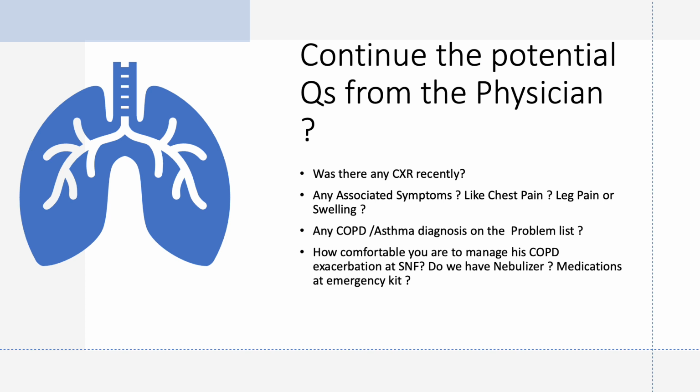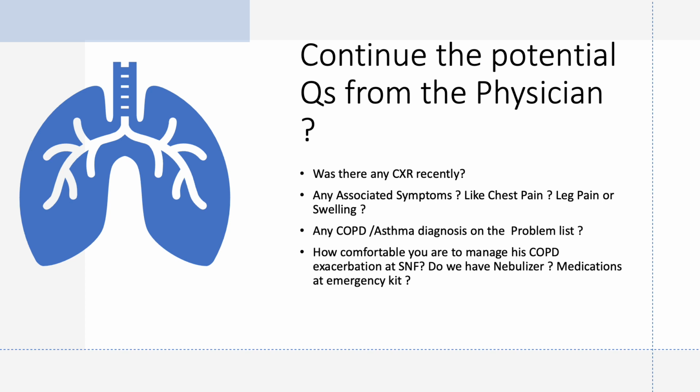A potential question is, has the patient had a chest x-ray recently? You need to prepare. That's a part of the crucial information. Are there any associated symptoms? For example, shortness of breath with chest pain can be a heart attack, or can be pulmonary embolism. Does the patient have leg pain? Do you see any swelling in the leg? Shortness of breath, tachycardia, chest pain, leg swelling: pulmonary embolism.